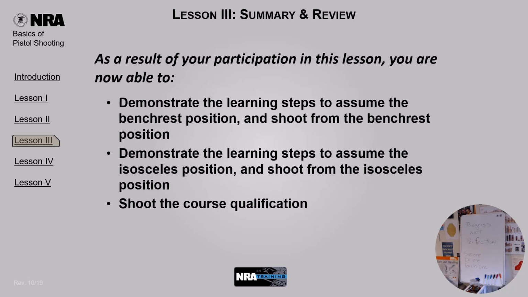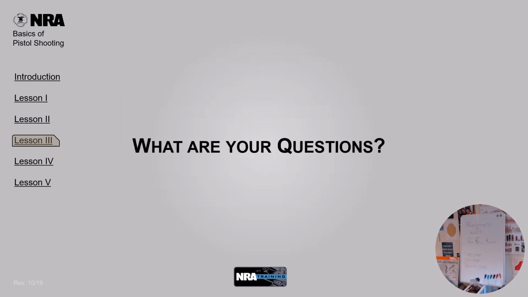All right, lesson 3, summary and review. As a result of your participation in this lesson, you are now able to demonstrate the learning steps to assume the bench rest position and shoot from the bench rest position. Well, you understand it at least. Demonstrate the learning steps to assume the isosceles position and shoot from the isosceles position. Yes, yes, you do. And then shoot the course qualification. Off to the range we go. What are your questions?